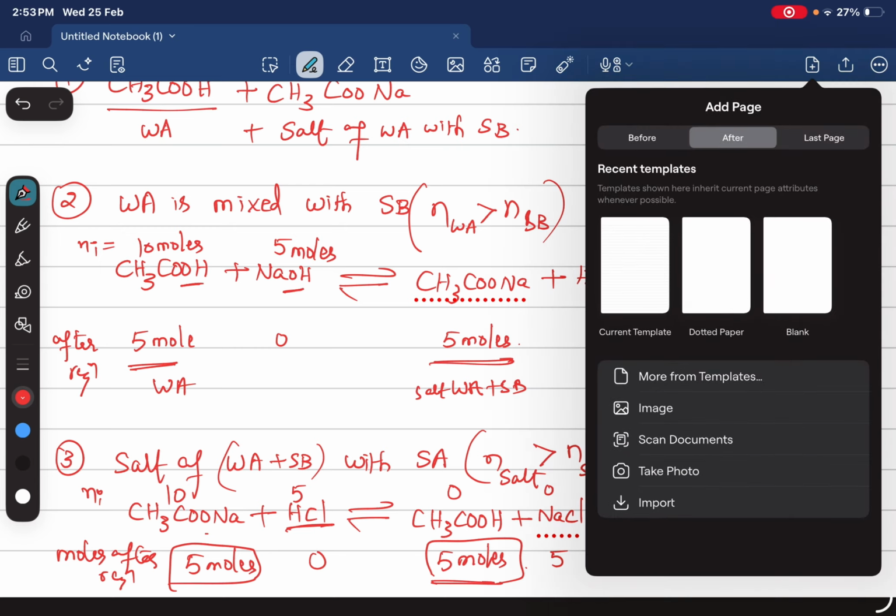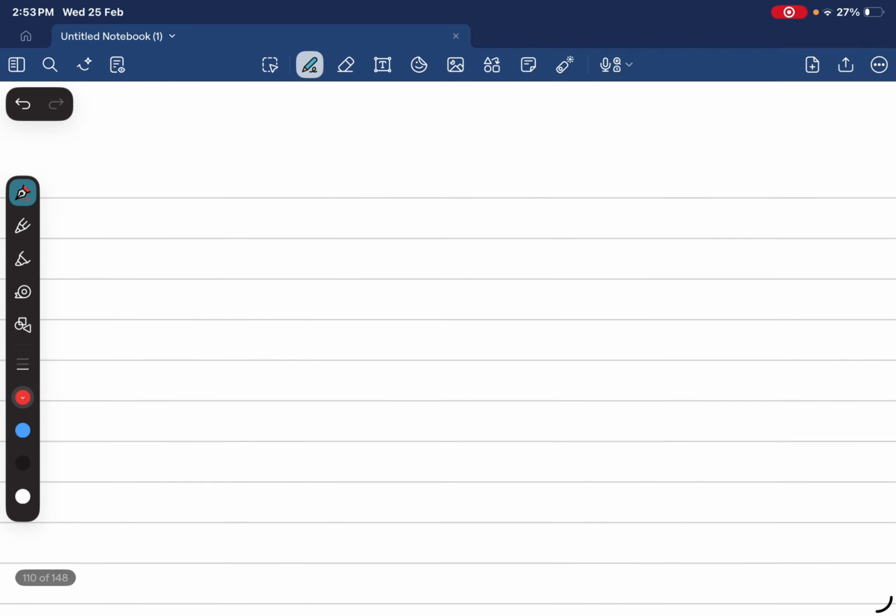Hope it is clear. Now coming to the equations for the calculation of pH of buffer solutions. Everywhere this pH will be common because everything produces some sort of acidic or basic solution. Calculation of pH of buffer solutions.